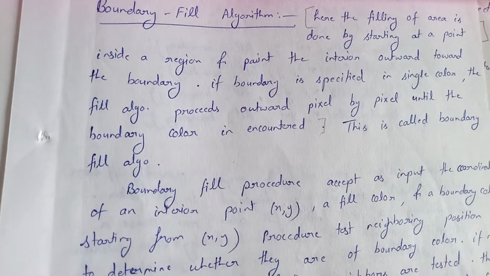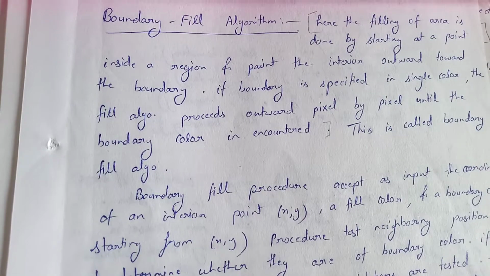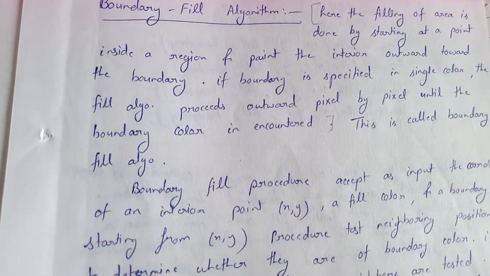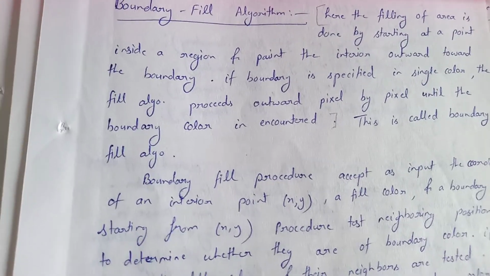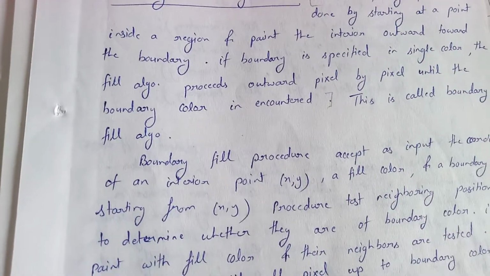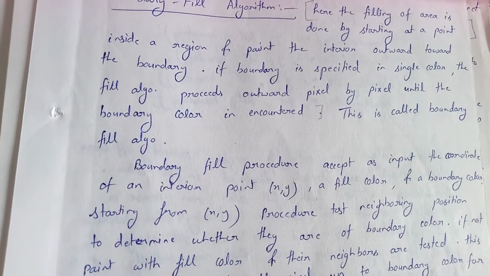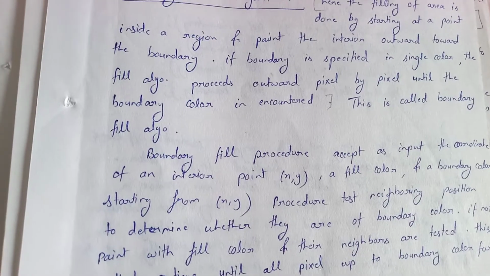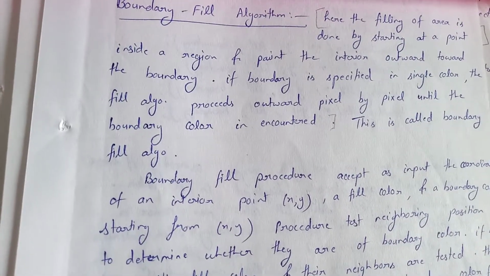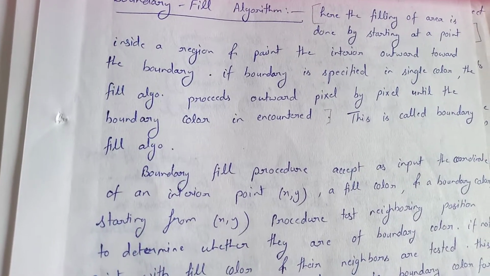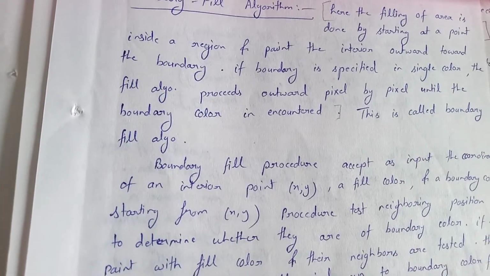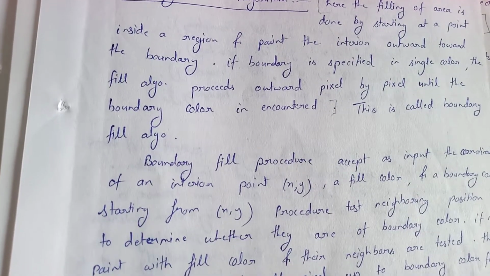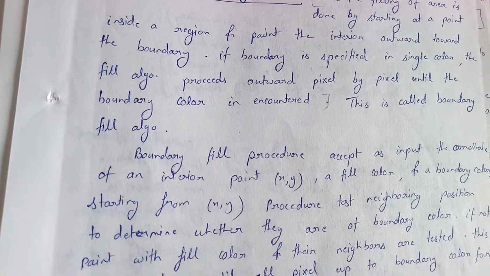In case of boundary fill algorithm, the filling of area is done by starting at any initial point, or you can say any inside point. Means within a polygon you can take any point and paint the interior outward toward the boundary. But this method is useful in those cases where the boundary is only of a single color. The filling algorithm proceeds outward pixel by pixel until the boundary color is encountered. This is called boundary fill algorithm.